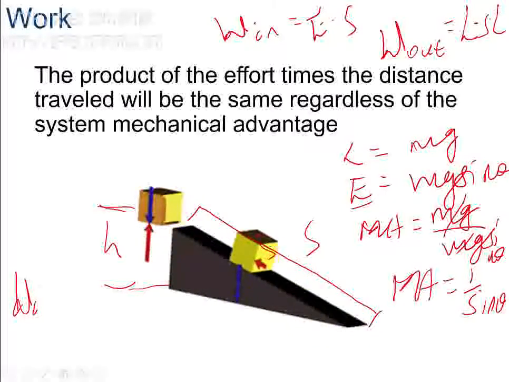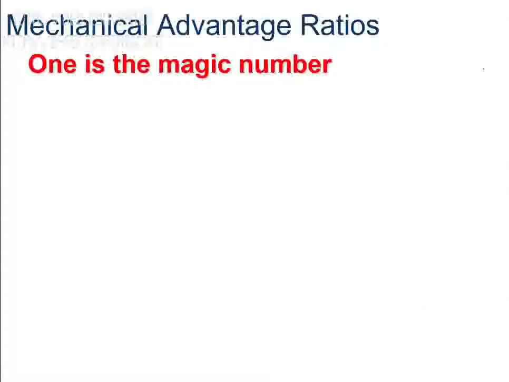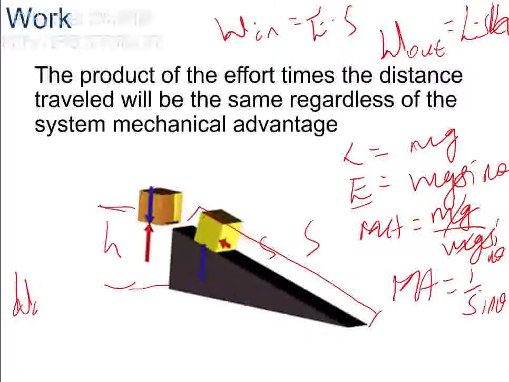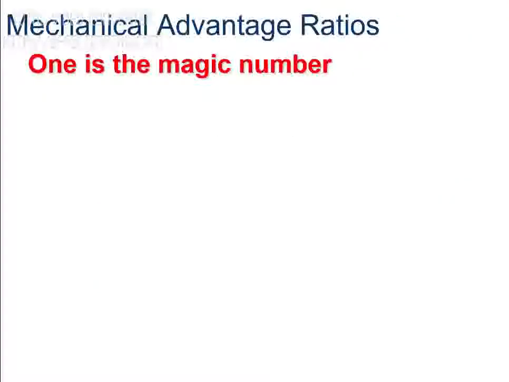Therefore, L times h. L times h we use. Therefore, this is work in and work out. Mechanical advantage ratio, 1 is the magic number. 1 is the magic number.